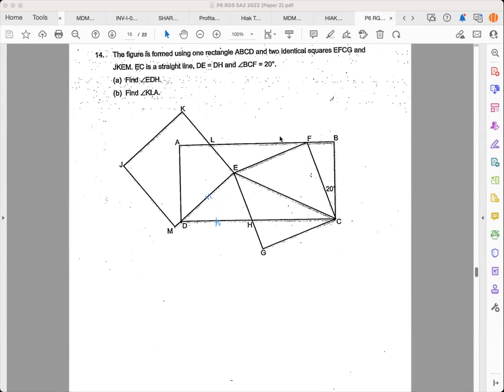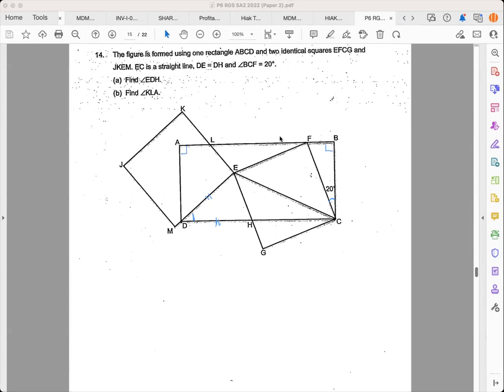And angle BCF is 20. Find angle EDH. So they are looking for this angle, which is the tip of the isosceles triangle. First, let's fill out as much information as we know based on the diagram. So this is a rectangle. The corners of a rectangle are 90 degrees.